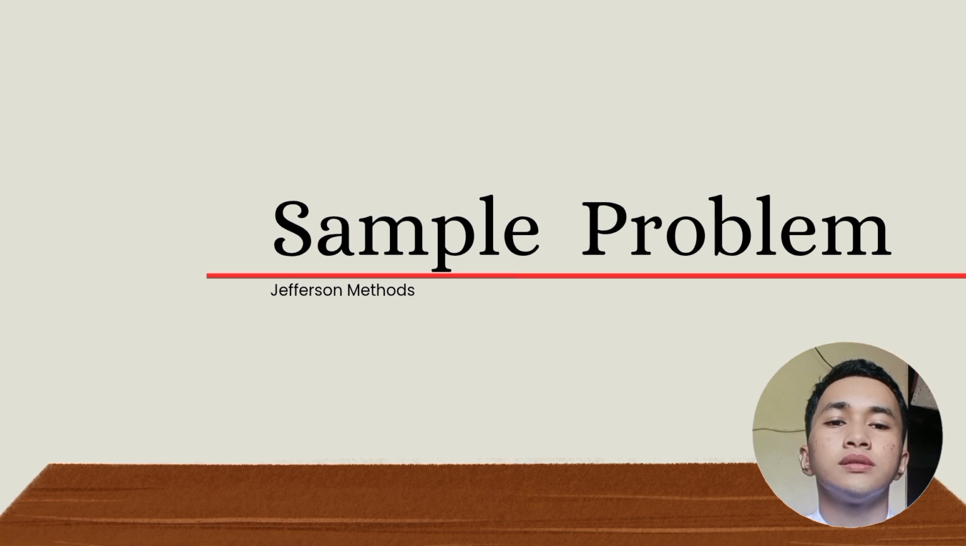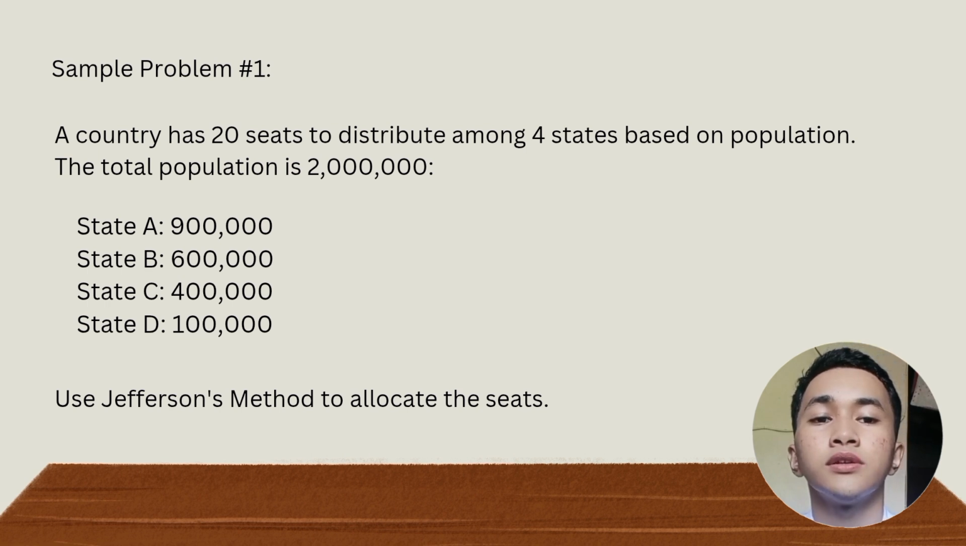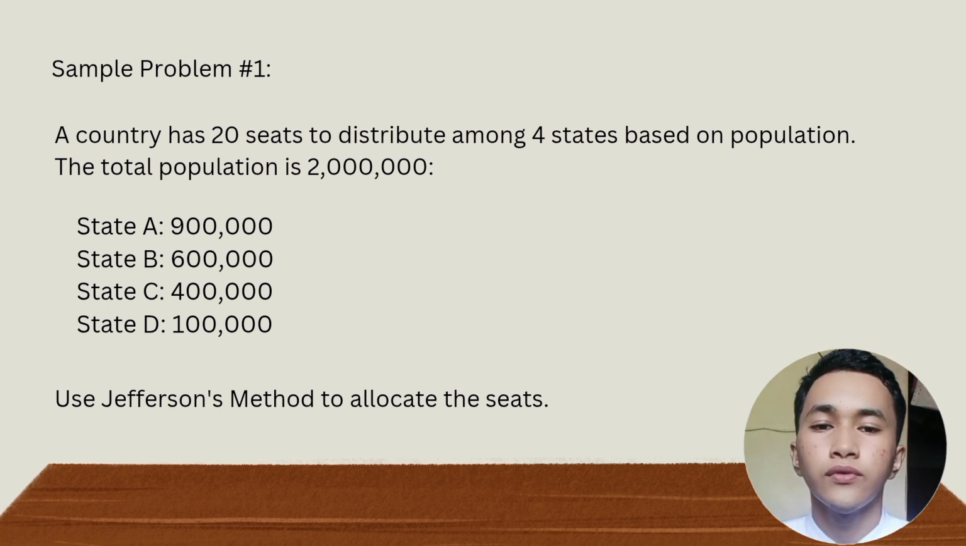Next are the sample problems. This is our first sample problem. A country has 20 seats to distribute among 4 states based on population. The total population is 2 million. State A, 900,000. State B, 600,000. State C, 400,000. And lastly, State D, 100,000. Use Jefferson method to allocate the seats.